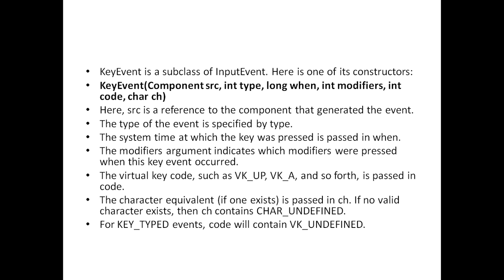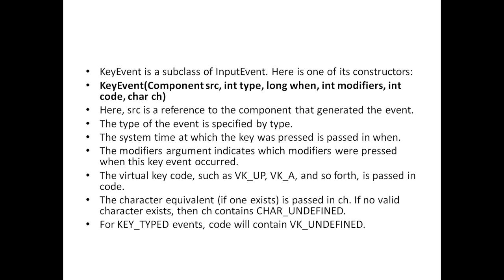So the constructor which we can use here is KeyEvent, which takes 6 parameters. First one is source, which is a reference to the component that generated the event. The type of the event is specified by the type. The system time at which the key was pressed is passed in when. The modifier argument indicates which modifiers were pressed when this key event occurred. The virtual key code such as VK_UP, VK_A and so forth is passed in code.